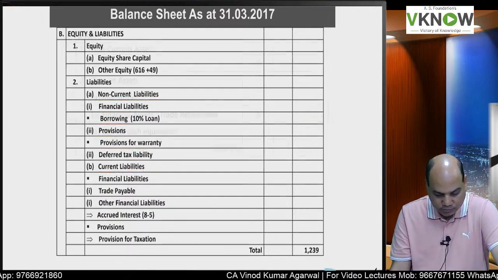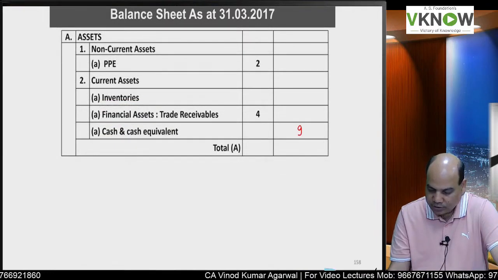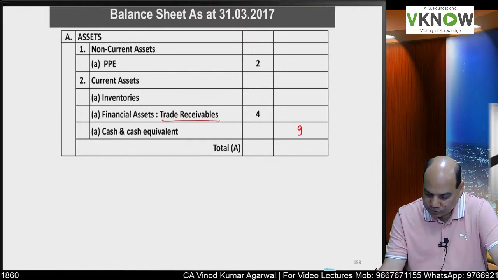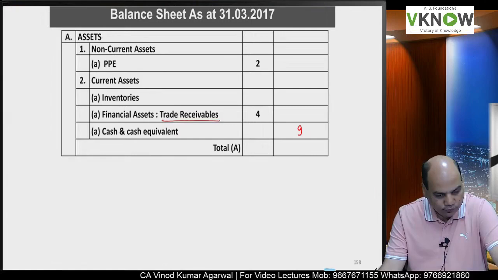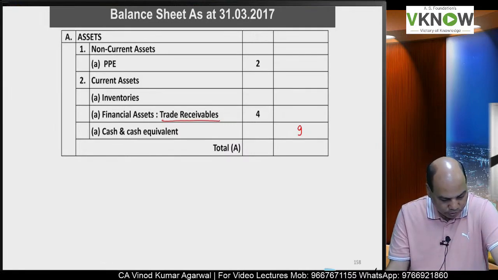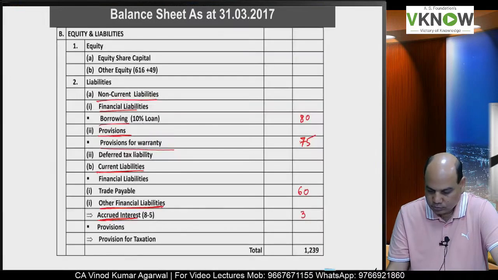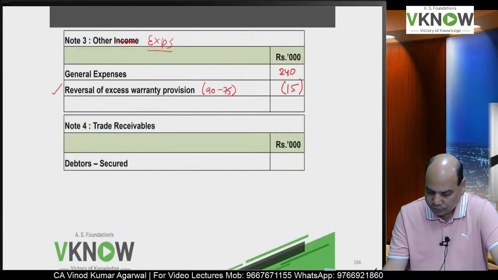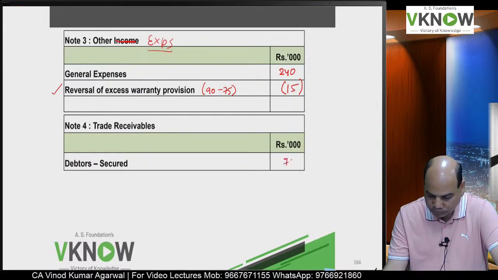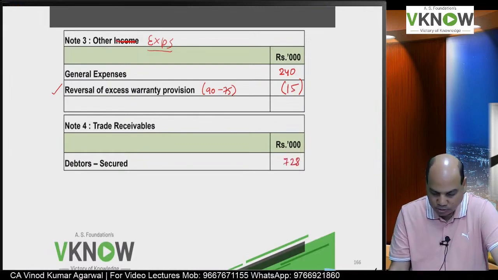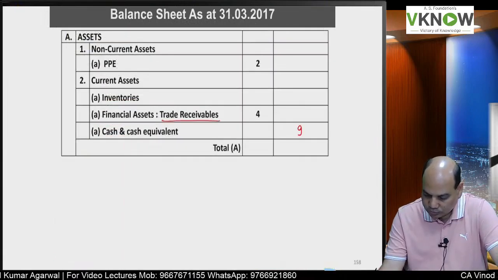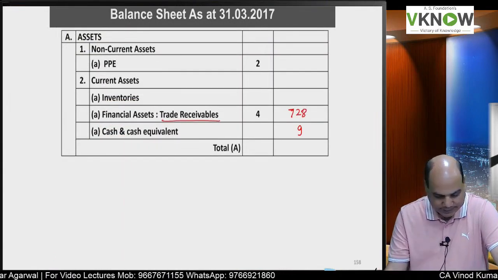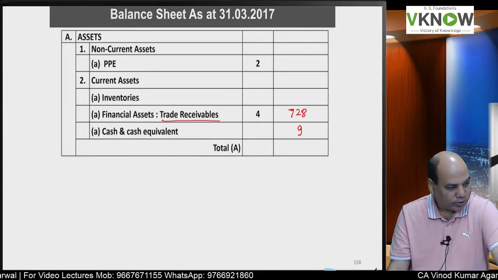Trade receivable, financial asset, trade receivable, current asset 728. Why is note 4 written? Is there any note on that? Okay, let us write down first here. How much? 728. Assume secured, and then we'll transfer it to the balance sheet also. 728. Okay, now the trial balance is over.